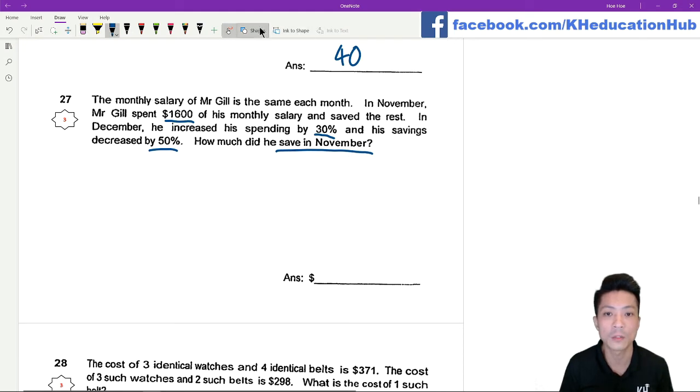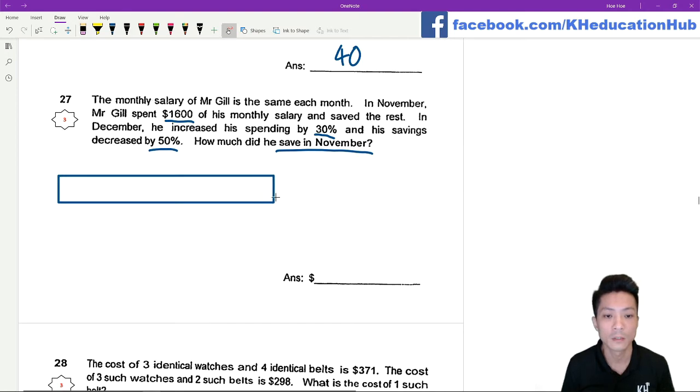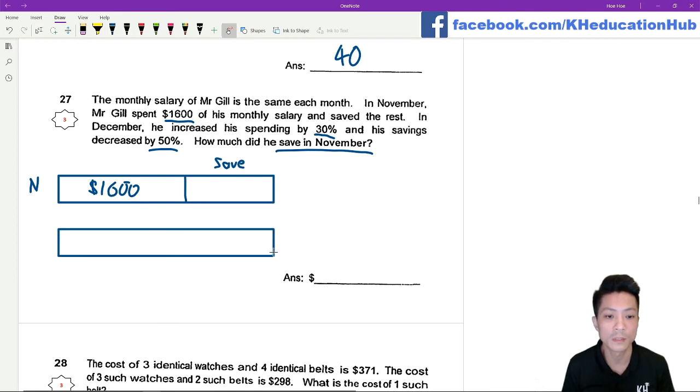Okay, for this, I'm gonna draw a model. Here, this is gonna represent his salary in November. Spend $1,600. And he saved the rest. Okay, in December he increased, so I'm gonna draw another bar which represents the same size, his salary. This is December.